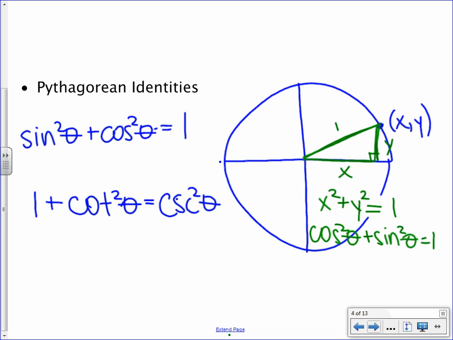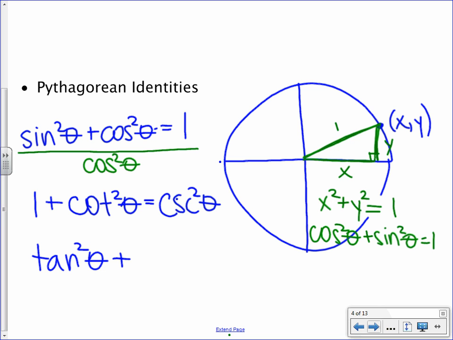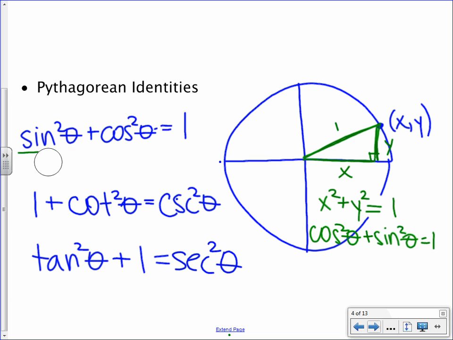All right, we're going to get the other one, because there's a third Pythagorean identity. We're going to divide both sides by cosine squared theta. Okay, what do we get? What is sine squared divided by cosine squared? Tangent squared. What about cosine squared divided by cosine squared? 1 equals 1 divided by cosine squared. Secant squared. There's your third Pythagorean identity.